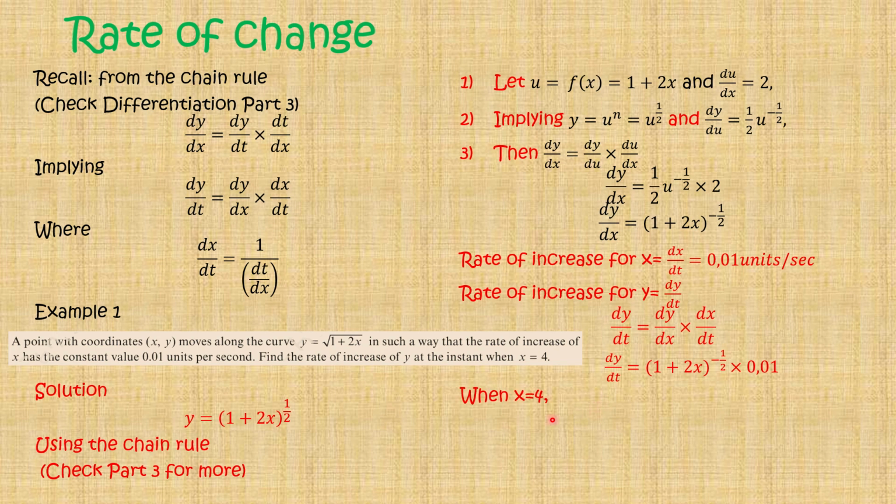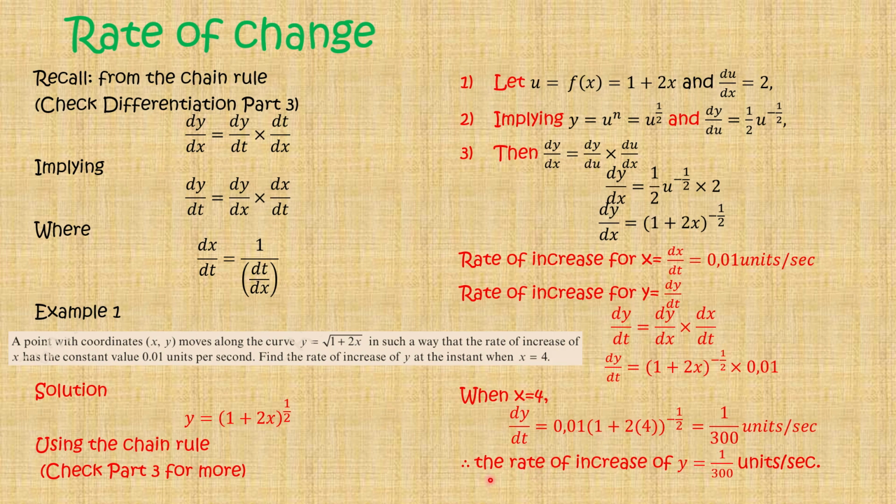And then we are told that at the point when x is equal to 4, so meaning that in that dy/dt, we are going to substitute for x with a 4. Now, doing that, we are going to have that bit there. And of course, simplifying further, we are going to get our dy/dt as 1/300 units per second. This implies that the rate of increase of y is 1/300 units per second. So that's how we solve such questions, and that's how we find the rate of change.